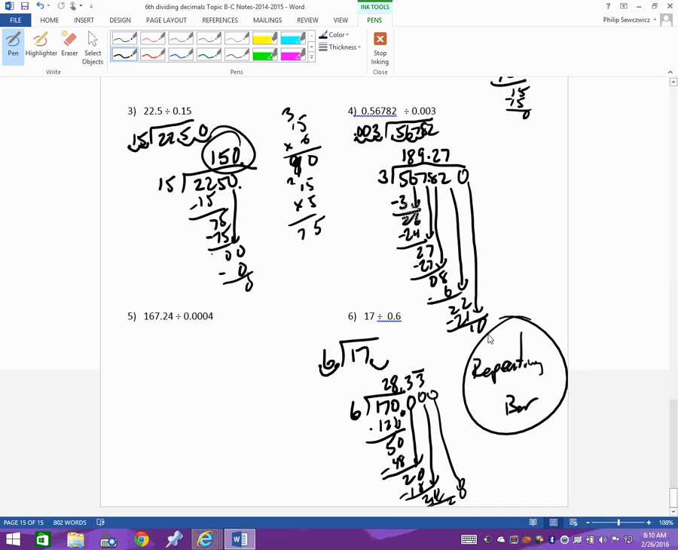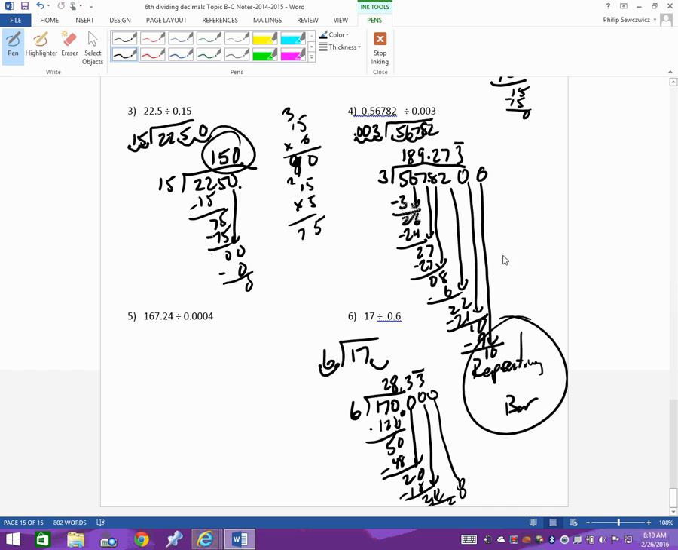How many groups of 3 out of 10? Well, 3 of them. 3 times 3 is 9. Now watch what happens here. Do you see what's happening? If you realize right away, wait a second, 10 again, it's going to repeat. It's going to keep giving 3. Stop right there and get your repeating bar.